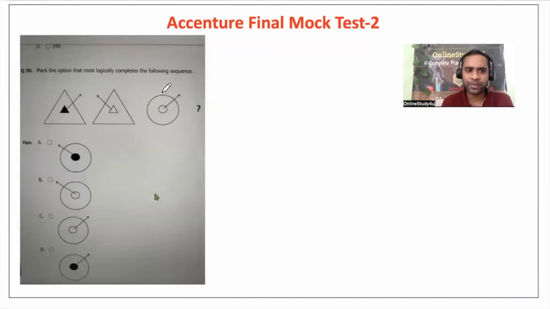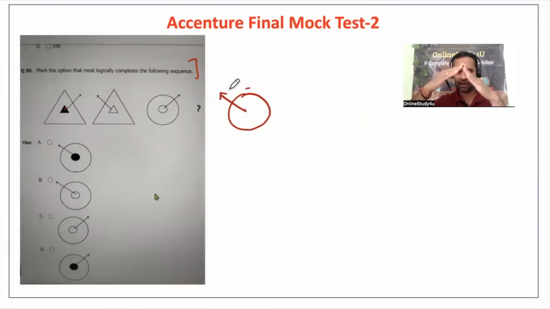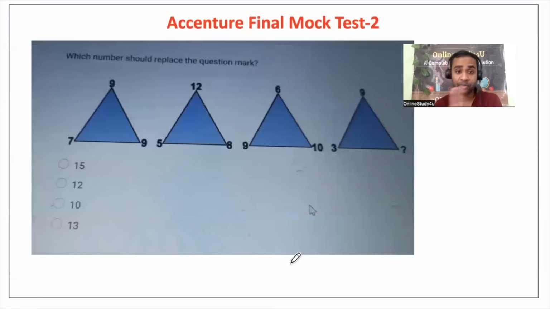Now friends, mark the option that most logically completes the following sequence. Basically this should follow some logic. If in one diagram it is like this, then the other is the opposite. So I'm sure that my next diagram should be like this, then only it will form this. So option C and option D are eliminated. Now in one figure it is bold, in one figure it is not bold. Here it is not bold, so definitely here it will be bold. So we will go with option A, not option B. This is how you have to eliminate the options.